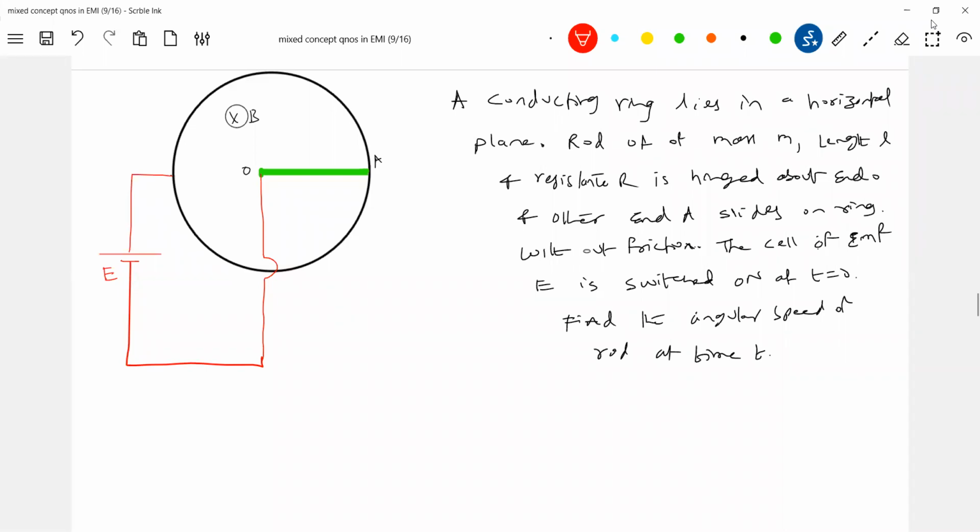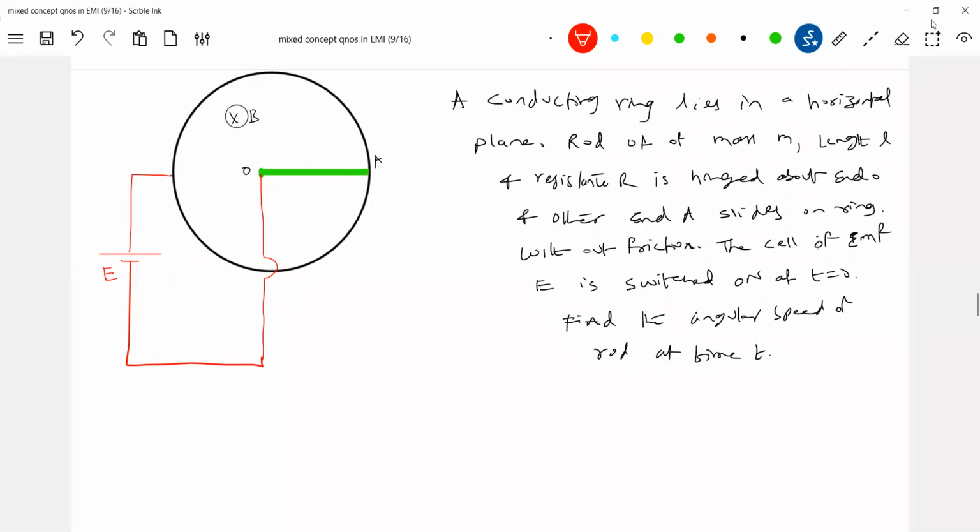So when a current I flows in the rod from A to O, there will be a BIL force acting on it. That BIL force will start rotating it, and as this starts rotating, what conditions will arise? Then the rotating rod will behave like a cell. Then EMF will be induced, then induced current also will come. Then the resultant current will decide in what direction it will move.